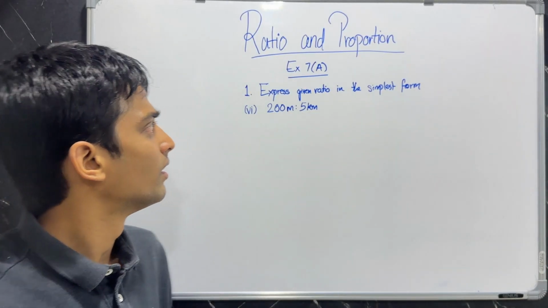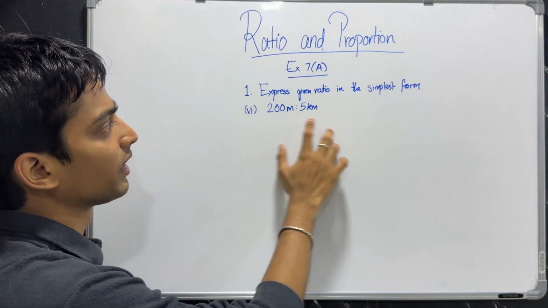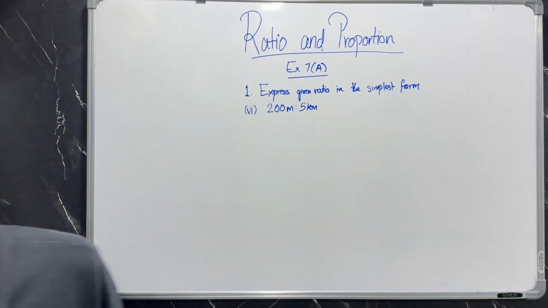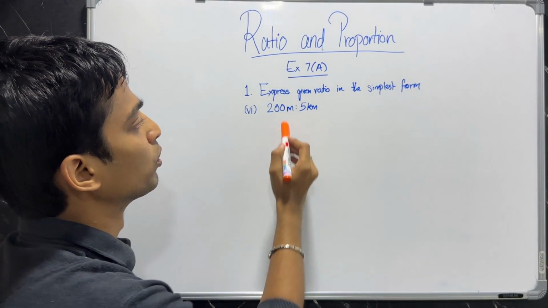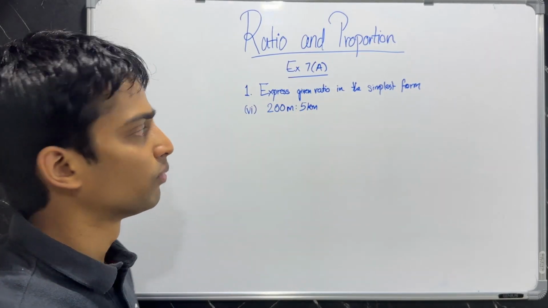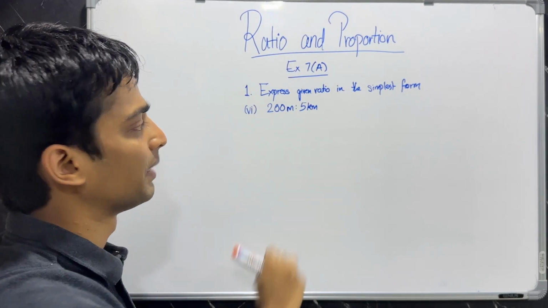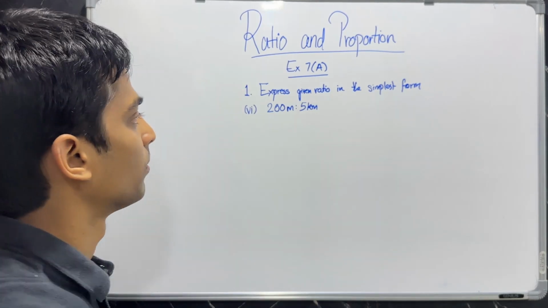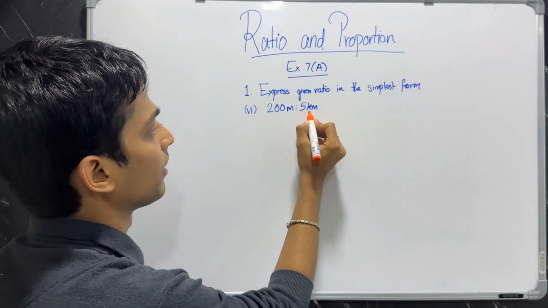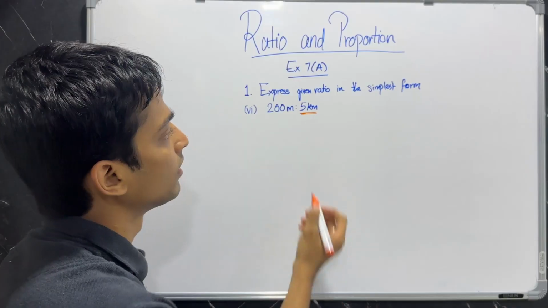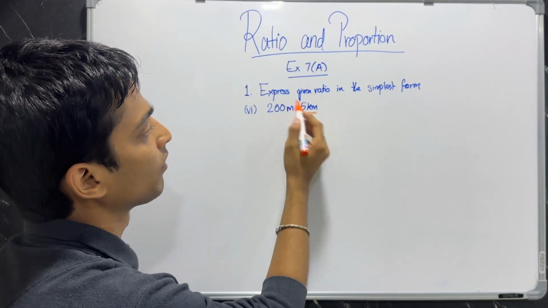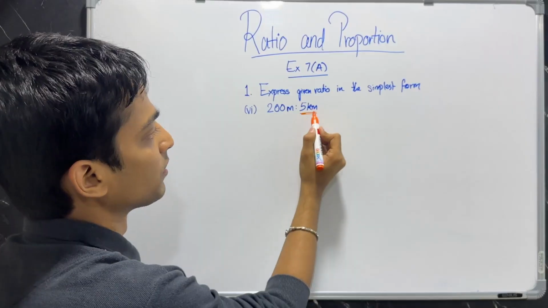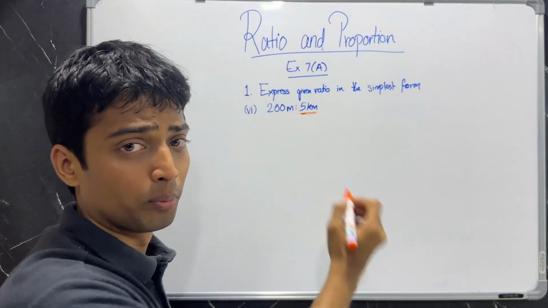So let's start. The first question is to express the given ratio in the simplest form, and we have been given a ratio. Now if you see, both of them are in different units. So the first step would be to convert them into the same units, and then we can just divide them to get the ratio in the simplest form. Let's convert this one into meter. We can convert both of them into kilometer or both into meter, but this is easier. So we convert 5 kilometer into meter.